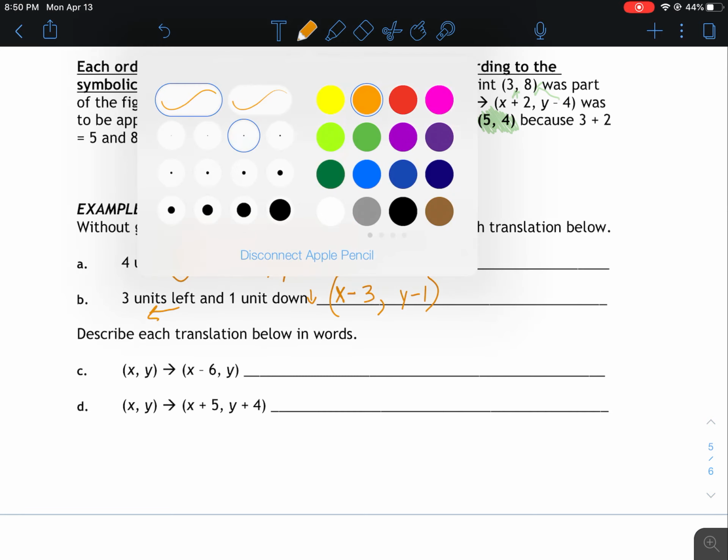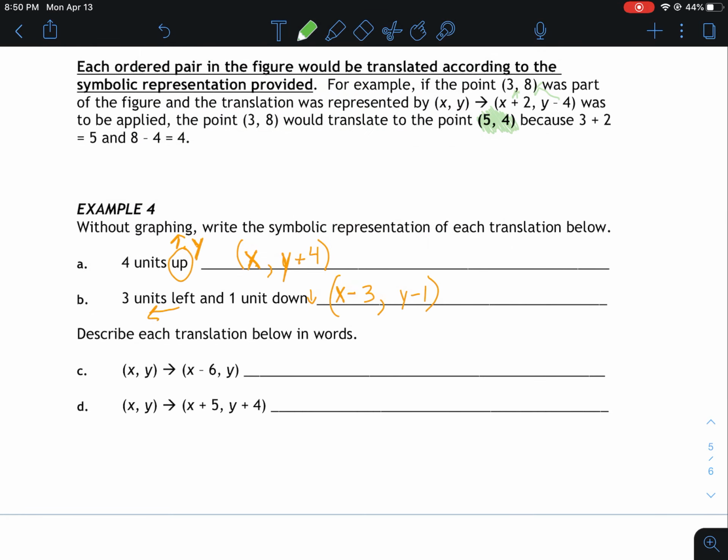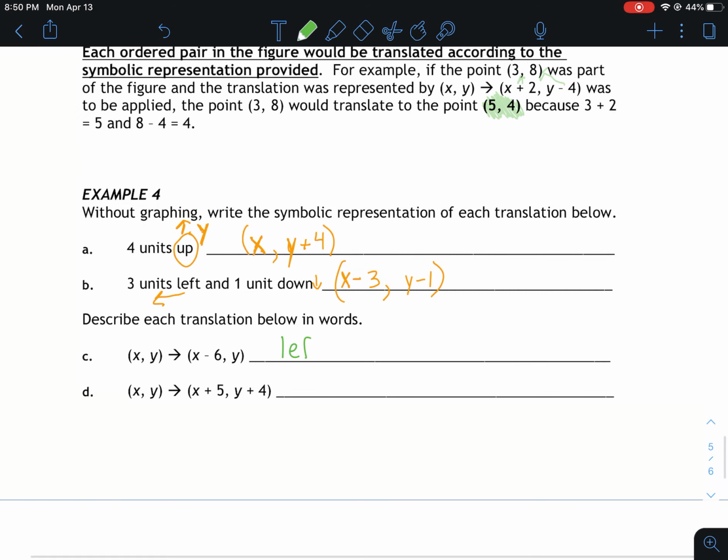Okay, so now all we have to do this time is look. They gave us the original x y. Now we're subtracting 6 from the x. So if we are subtracting 6 from the x, we are actually going left 6 units. For part D, it says add 5, so that means we're going to the right. And we're going to add 4 to the y, so that means we're going up. So right 5 units, and up 4 units.